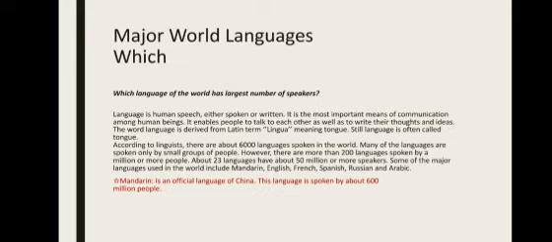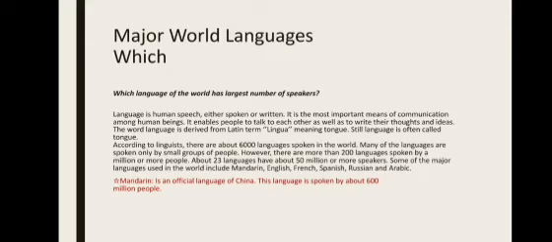Now I'll be talking about the major world languages. Let me ask you a question. Which language of the world has the largest number of speakers? The answer will be English, which has 1.3 billion speakers, according to the latest data.